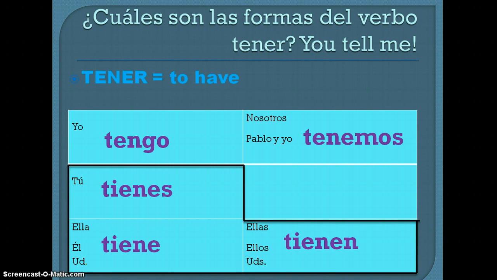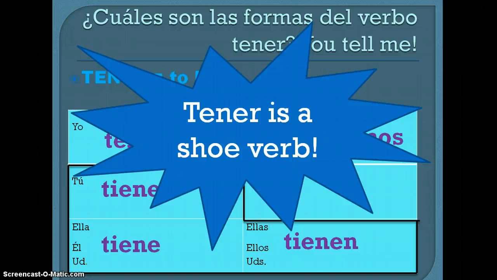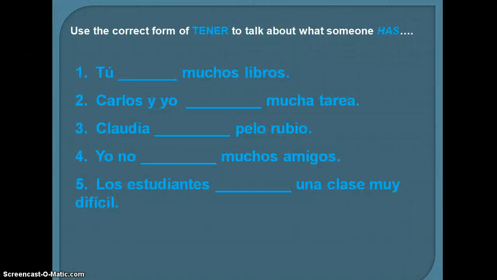Look at that shape. So, tener, we call this a shoe verb. Okay? Look, it looks just like a little shoe. That means that something happens in those forms. You've got an IE there. It's different. So based on those forms, see if you can use the correct form of tener to talk about what someone has. Pause your video and fill it in.